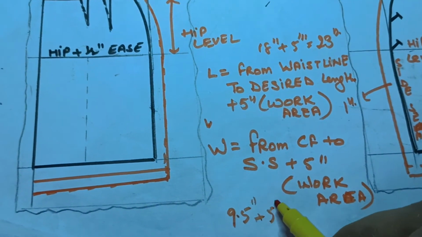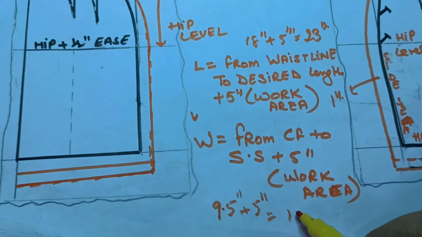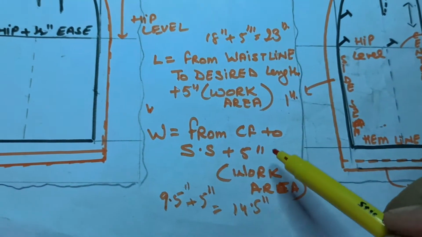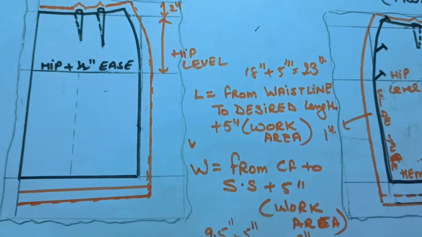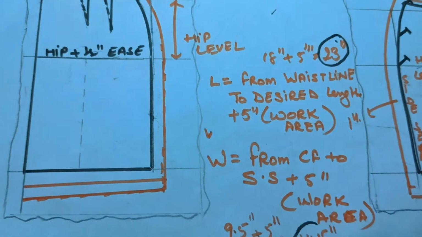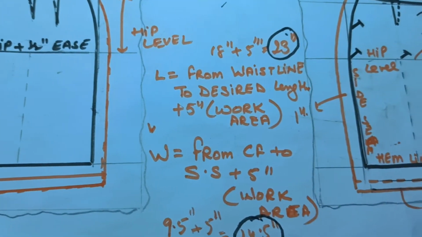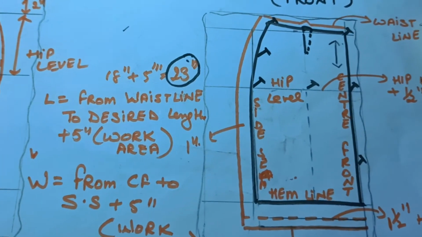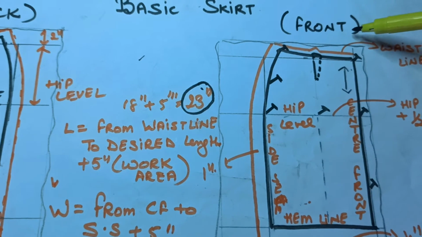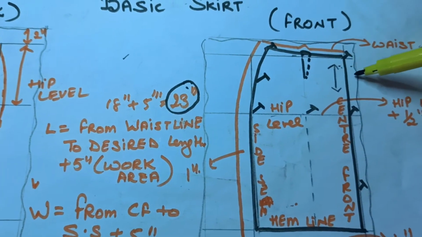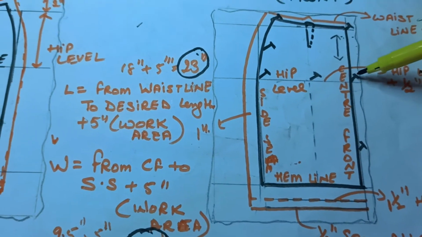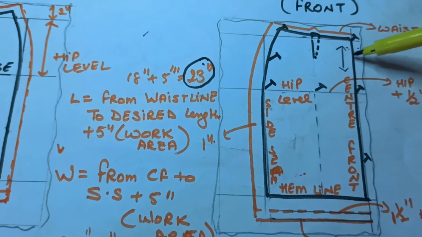9.5 में आप 5 inches add करेंगे, that will become 14.5 inches. So you will cut the block of length 23 inches. This will be the length, and width will be 14.5 inches. For marking the block, you will draw first a 1 inch line that will become the fold back. वो fold कर देंगे 1 inch का, and that will become the center front.